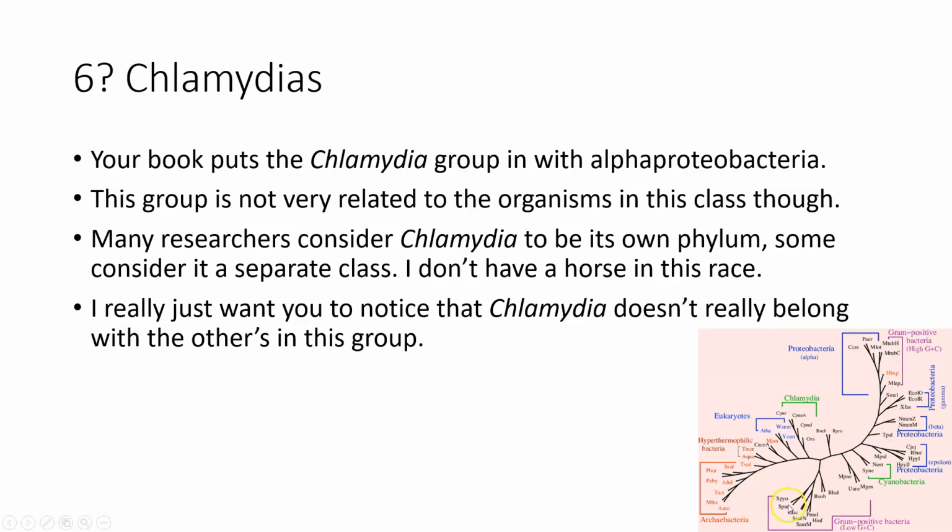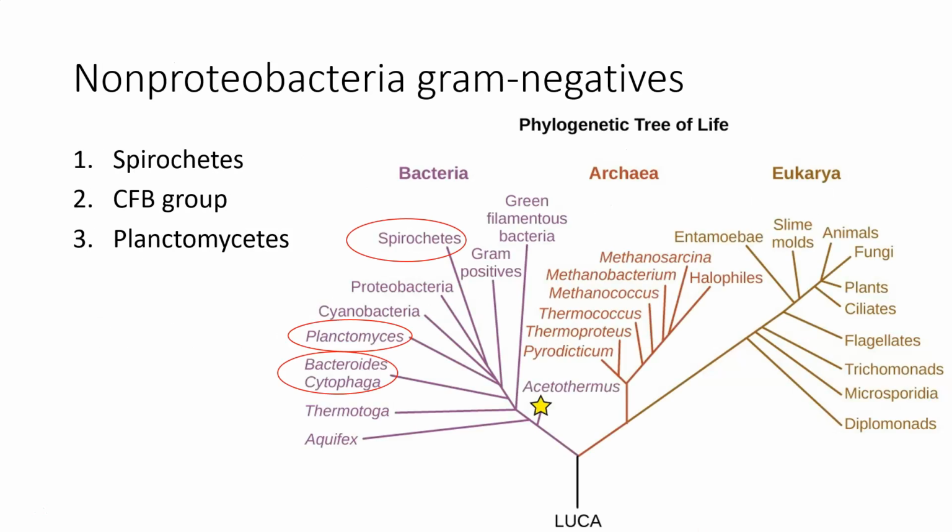Here's a different phylogenetic tree. This one is unrooted. What I want you to notice is the chlamydia group is right here. Here's the other Proteobacteria, and again, they really could not be too much farther apart. And so I kind of feel like chlamydia should be in its own separate group, but your book puts it in the alpha Proteobacteria, and if that's where you want to put it, fine. Put it wherever it makes you happy.